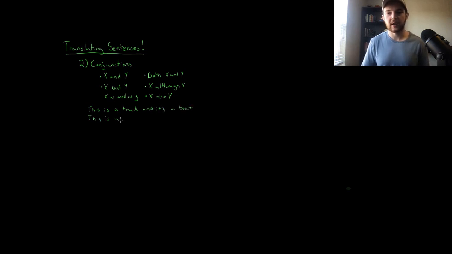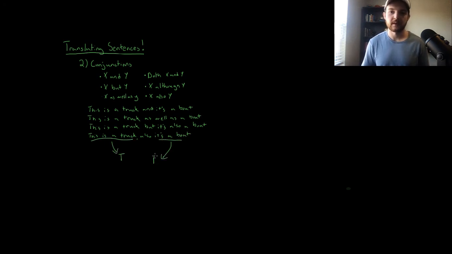This is a truck and it's a boat. This is a truck as well as a boat. This is a truck but it's also a boat. And this is a truck also it's a boat. Each of these sentences can be reduced down to just 3 symbols, T and B.